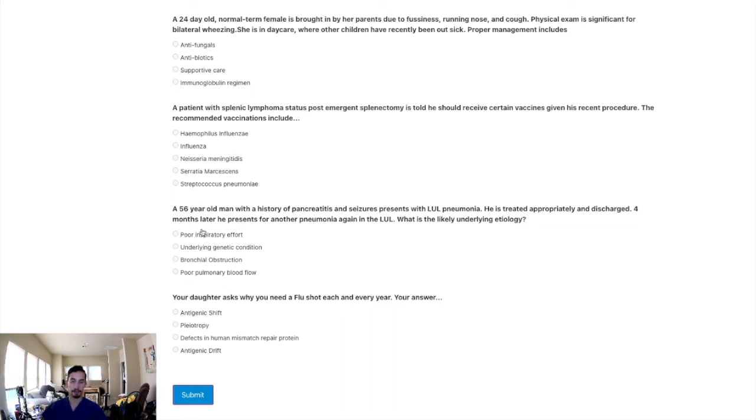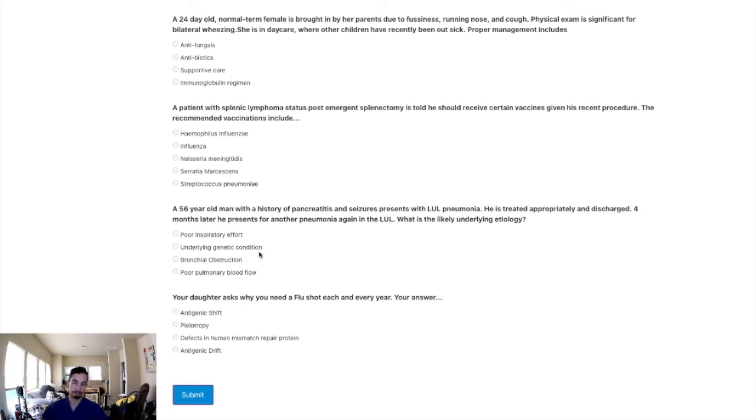So poor inspiratory effort, sure, maybe the person has obstructive disease, maybe the person has a larger body habitus and therefore some restrictive disease that prevents good inspiratory effort. Maybe that could cause atelectasis and again the same pneumonia in a similar place. So it's not a bad answer choice. We'll keep it for now.